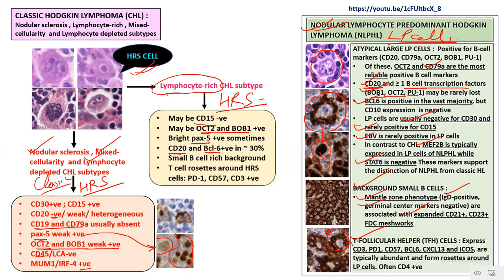The B cell markers like CD20 and germinal center markers like BCL6 can be positive in around 30% of the cases. The background cells, which in the other cases are a mixture of T and B cells, sometimes can be replaced by a predominantly B cell rich background, just like you see in the case of NLPHL. And like you see in NLPHL, these T cell rosettes around the atypical large cells of the same phenotype, that is expressing CD57, PD1, etc., can be present in around 50% of the cases of the classic Hodgkin lymphoma of the lymphocyte-rich subtype. So, lymphocyte-rich classic Hodgkin lymphoma versus NLPHL is a very, very important and close differential diagnosis. We shall be seeing a case of the same, just to bring home the point.